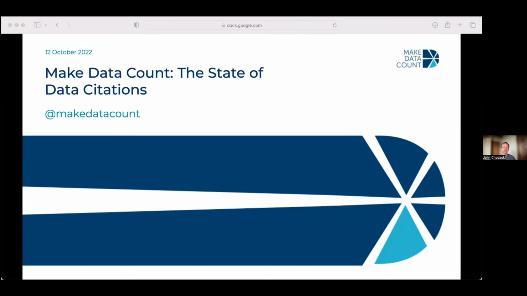Today I'm going to really dive into two main topics that are kind of interconnected. One is the idea of data metrics and what metrics mean when it comes to research data. And the other is about data citations and how we move towards a more robust ecosystem for data citations.